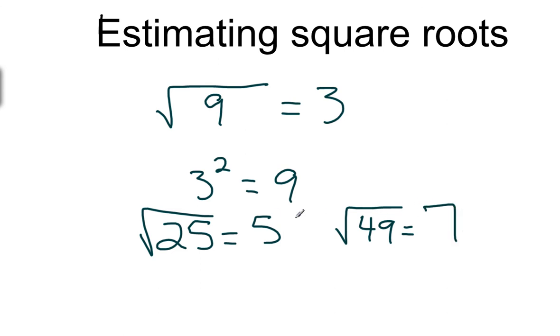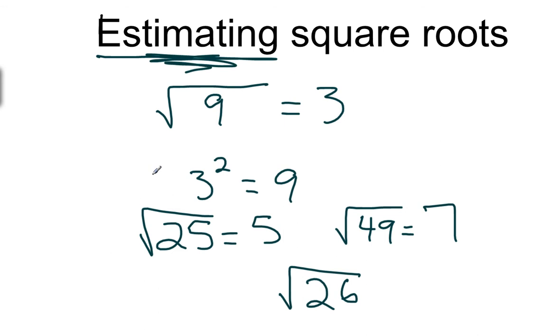Very good. Okay, but then the problem becomes, what about all the numbers that aren't perfect squares, like the square root of 26? And then we don't know. And a lot of people will say, well, it's 13 times 2, because that equals 26. But it has to be the same number. So the problem is that this doesn't have an exact value. So we're going to look at how to estimate and find something close to it.